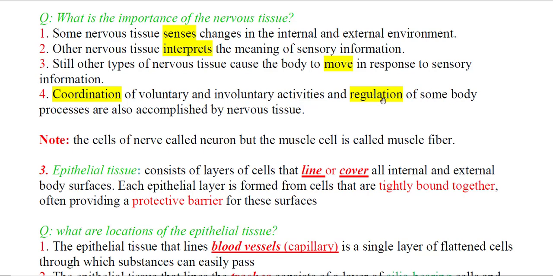Regulation of some body activity. Regulation means homeostasis, which means regulation of the internal condition of an organism. So regulation of some body processes is also accomplished by nervous tissue. Accomplished means carried out by the nervous tissue. So nervous tissue is important for regulation of some body activity and coordination between voluntary and involuntary activity.